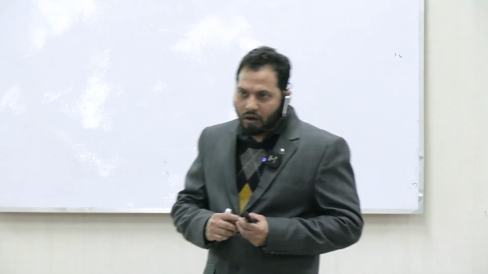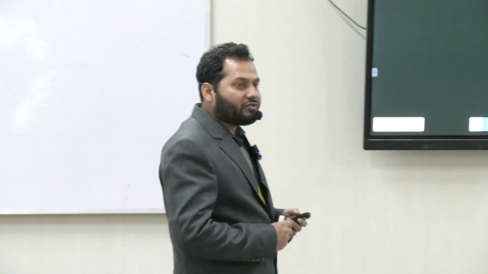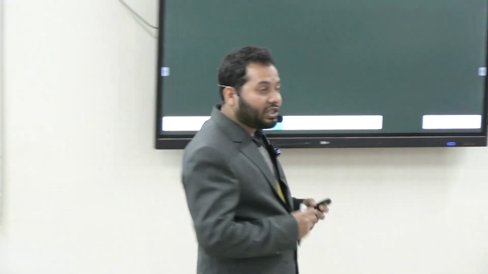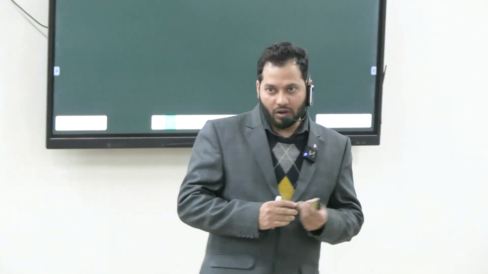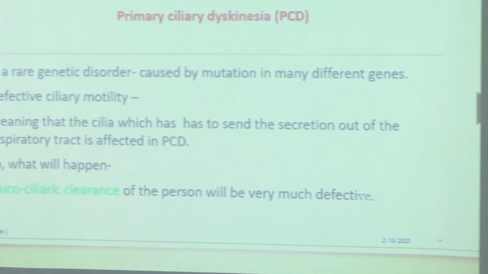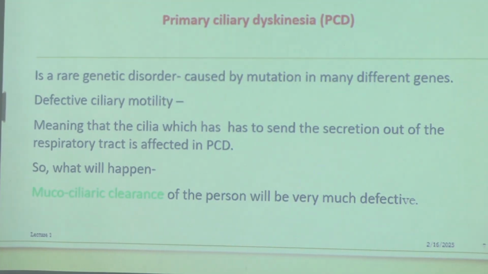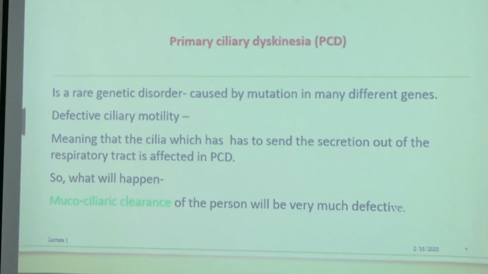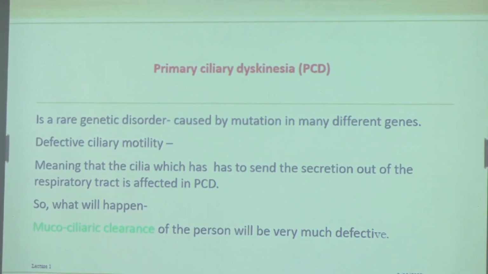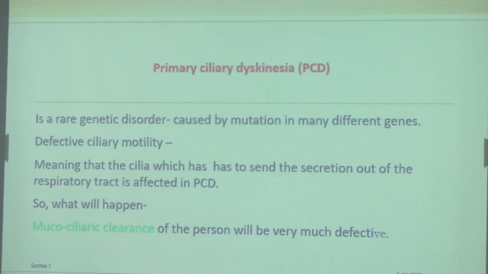Now, suppose cilia got damaged. So what are the various complications that may originate? Two complications are very common when ciliary damage occurs. The first one is called PCD or Primary Ciliary Dyskinesia. So what is the biological basis of PCD?